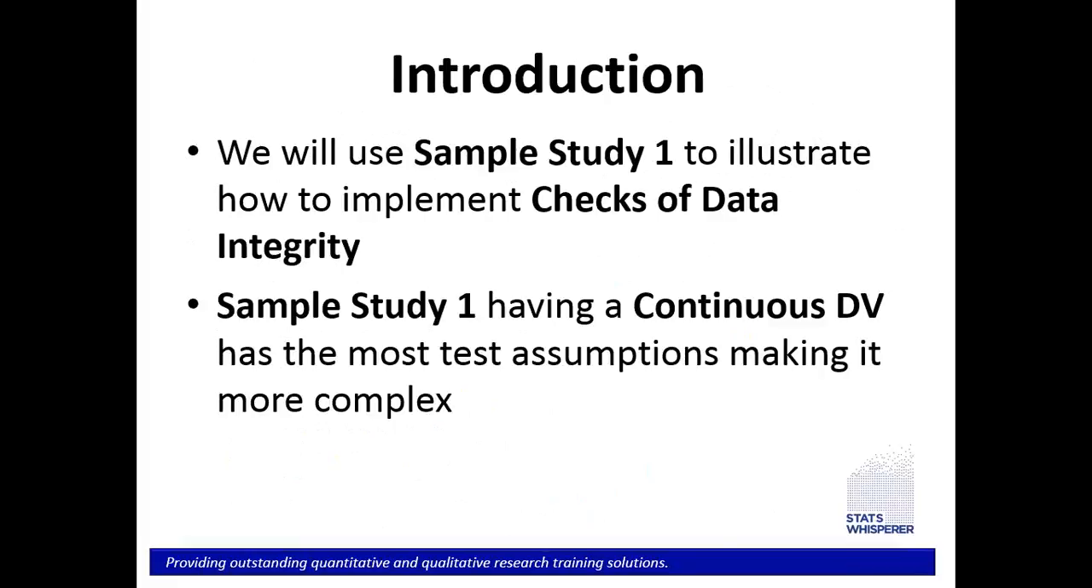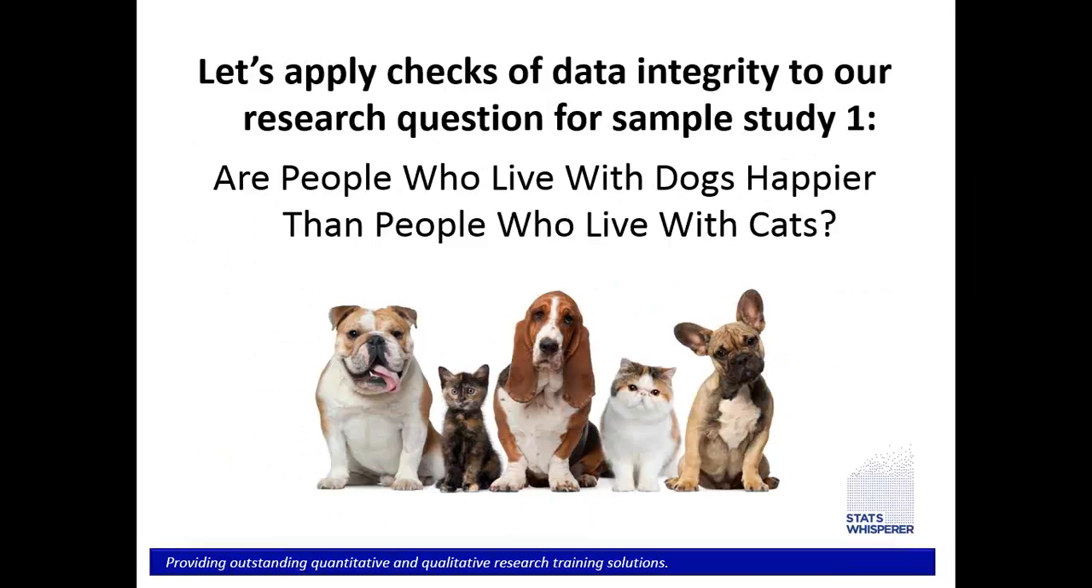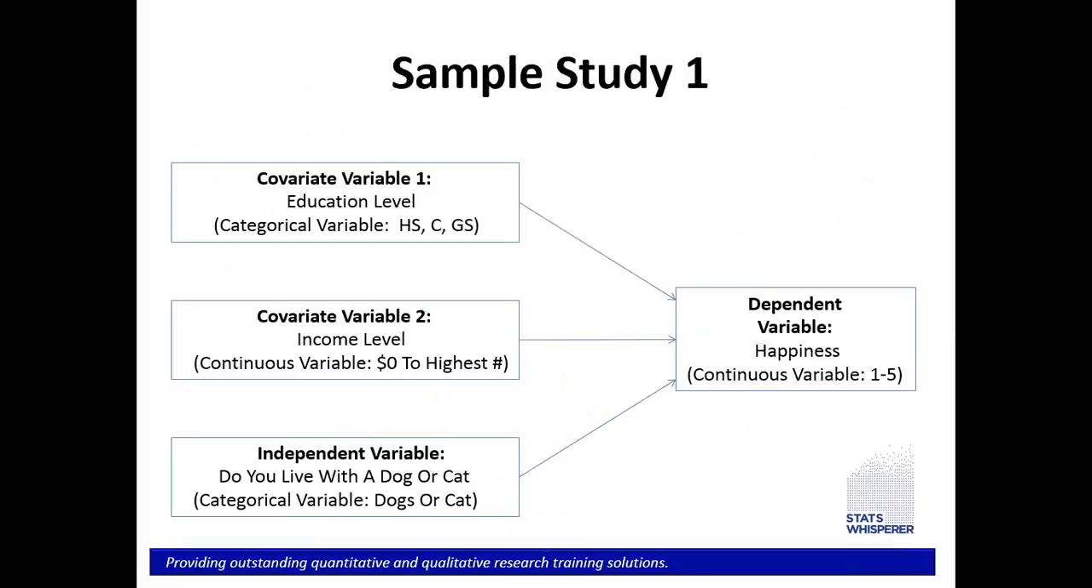So again, like last week, we're going to use sample study 1 to illustrate how to implement checks of data integrity, because sample study 1 uses a continuous dependent variable, which is more complex than study 2. And again, our research question for sample study 1: are people who live with dogs happier than people who live with cats? And there's our study map with our predictors on the left and our dependent variable, happiness, measured on the continuous 1 through 5 scale on the right.